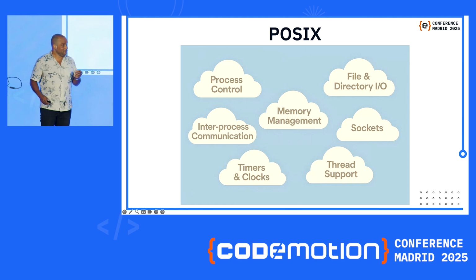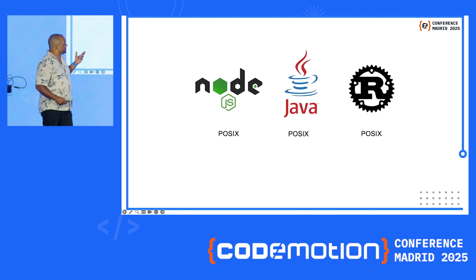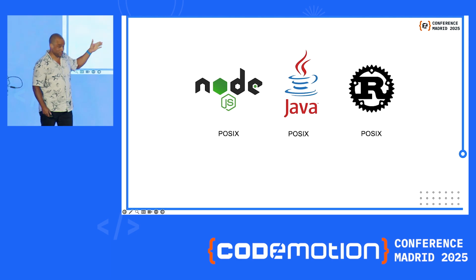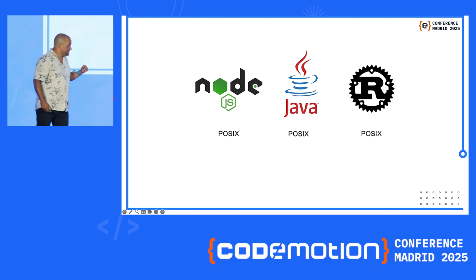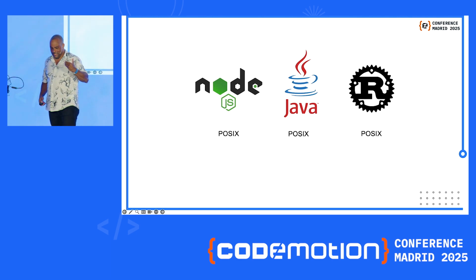But it is really everywhere. It doesn't matter which stack you use. Node.js, POSIX. Java, POSIX. Rust, POSIX. Everything uses POSIX.